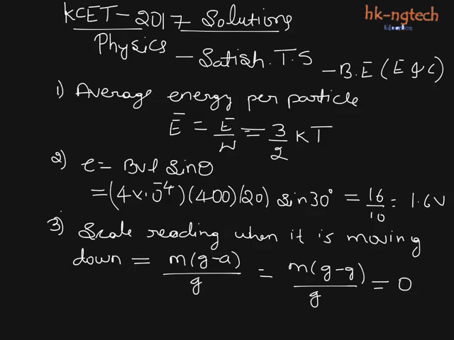So here we have the first question: the mean energy of a molecule of an ideal gas is. A simple question. We know that E bar is equal to E divided by N, so that is equal to 3 by 2 kT, so that must be the answer for that.